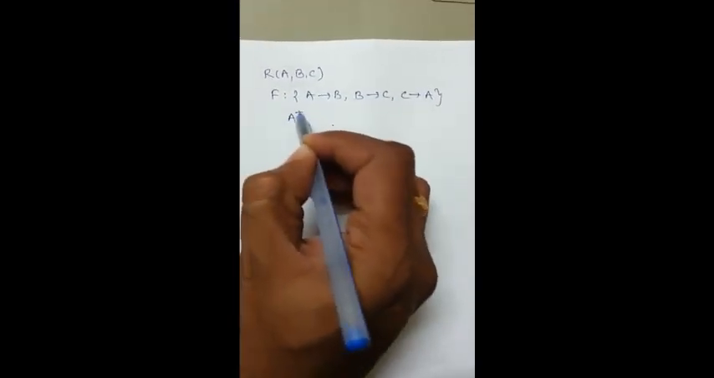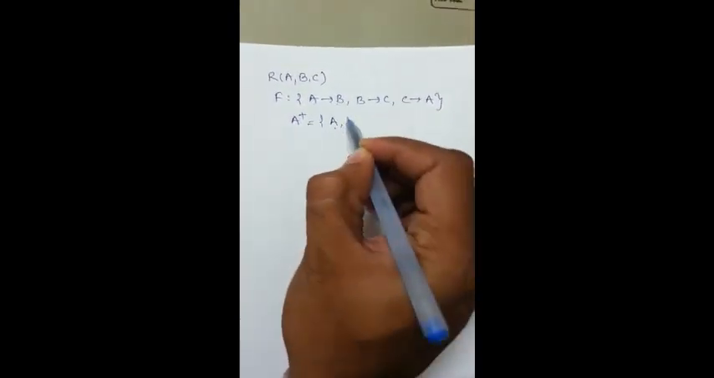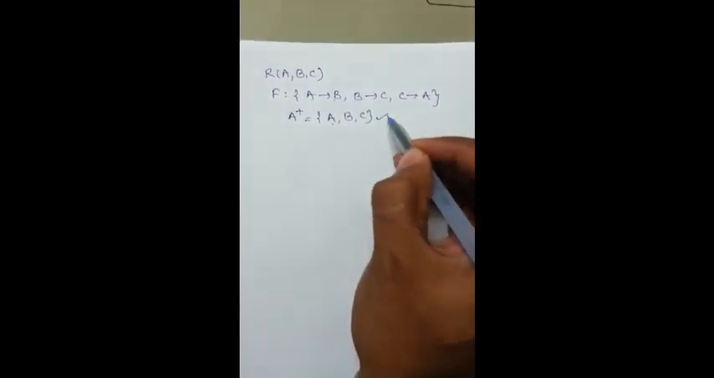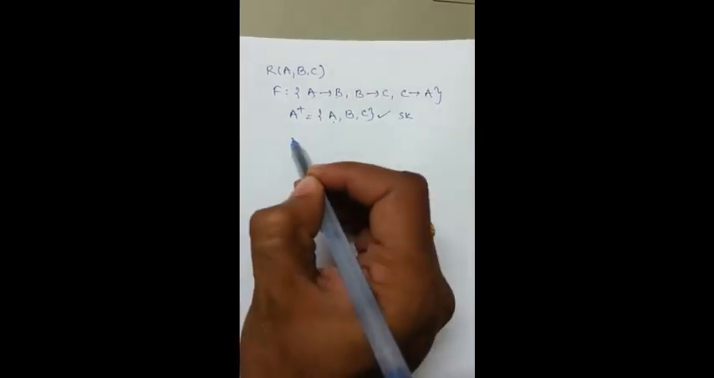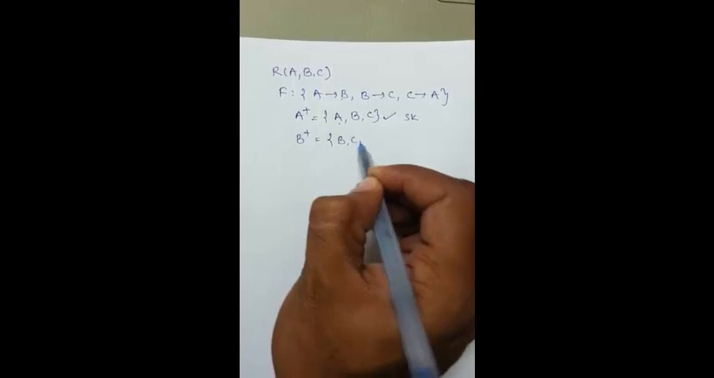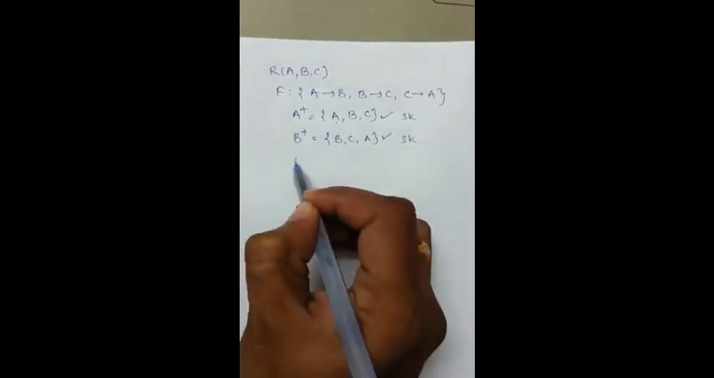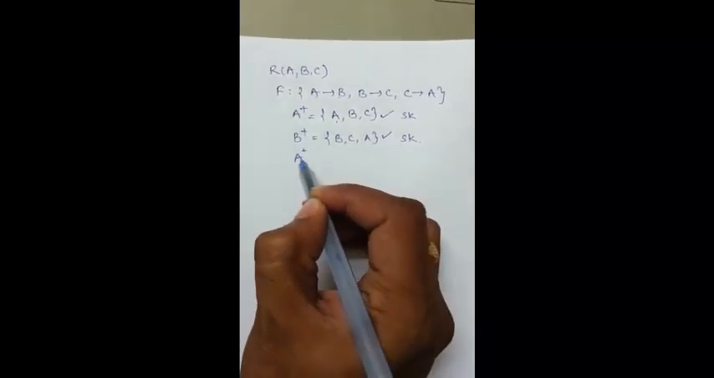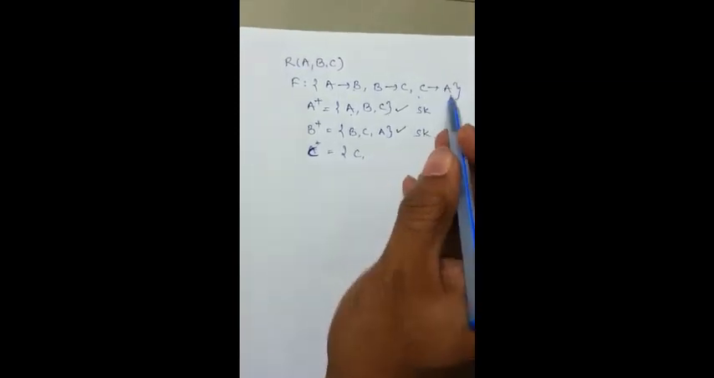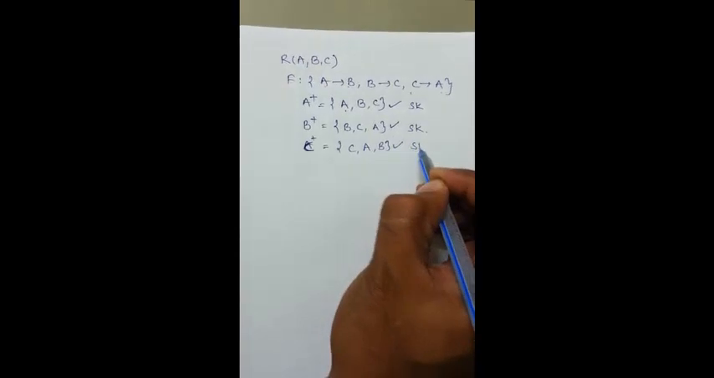To find the candidate keys, we find A closure, that is A with the B, B and B with the C, C. 3 attributes, all attributes of a relation, we call it a super key. When you find B closure, it is B, C and A, all attributes of a relation, it is also a super key. When you find C closure, you will get C, C with A, and A with the B again, it is called a super key of the relation.